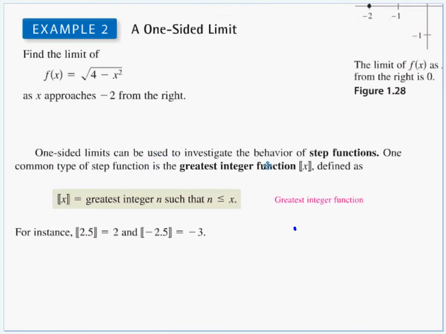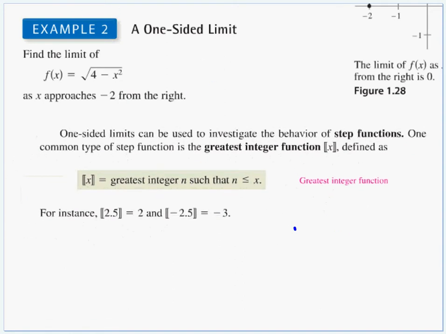One-sided limits can be used to investigate the behavior of step functions. One common type of step function is the greatest integer function, or I sometimes just call it the step of x. Remember, that's where you round it down. You always round down. For instance, 2.5 is rounded down to 2. And be careful if you're on the negative side of the number line, it rounds you deeper negative. So here, -2.5 rounds down to -3. It's always rounding down.